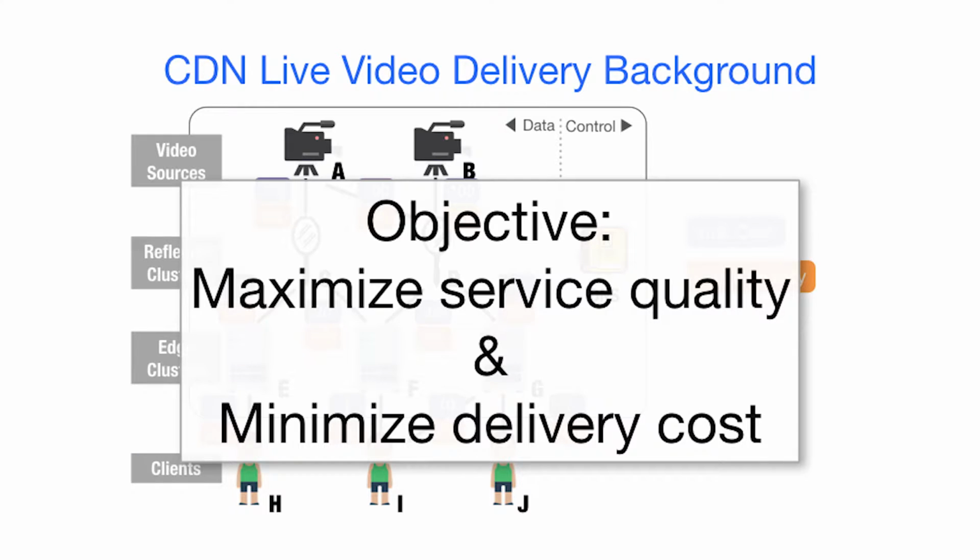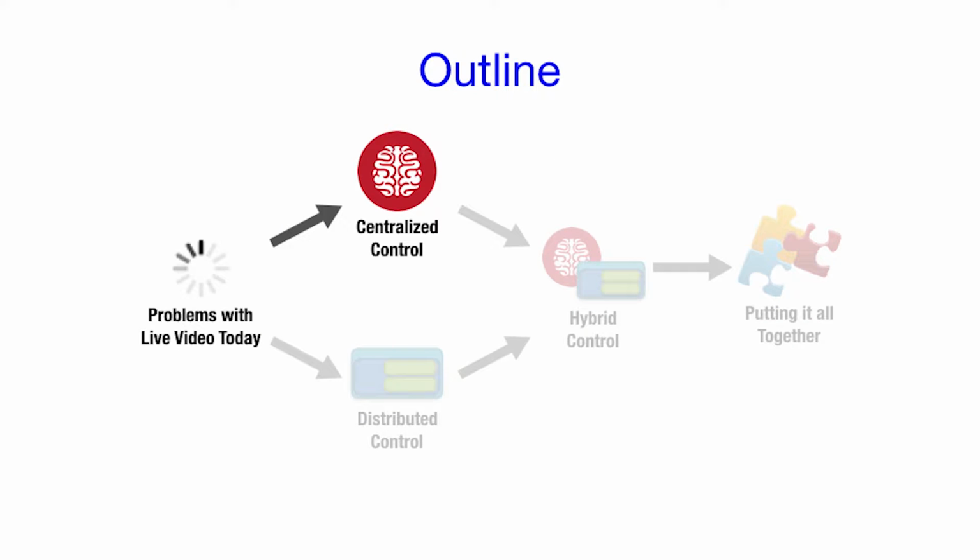OK, so the overall goal we want to do is maximize our service quality while minimizing the delivery cost. And we'll see how we're going to do that with a centralized control piece. So as we've seen in a bunch of other talks today, you can construct some toy examples that really make it clear that centralization is the way to go with these kinds of routing problems.